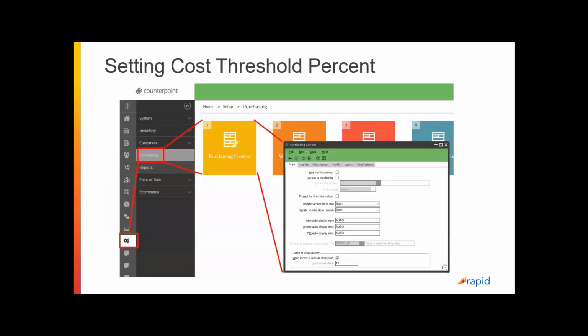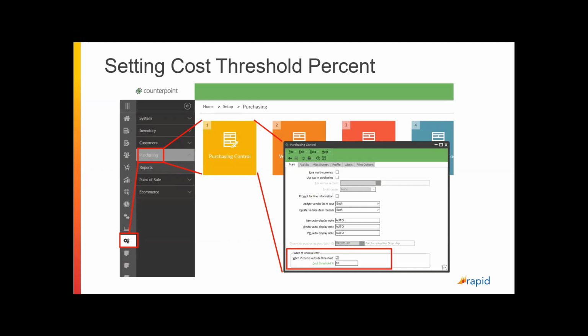Now, this is the one that I'm most excited to show you. I did not know about this until after someone had showed me this and we were making this webinar. This is something called cost threshold. To get there, you're going to go to Setup, Purchasing, Purchasing Control, and then the Main tab. Then I want you to look right at the bottom here where it says Warn of Unusual Cost. I'm going to go through what this means and how this works, but we would check the box here and we would put in a cost threshold. Here, we're putting in 10%.